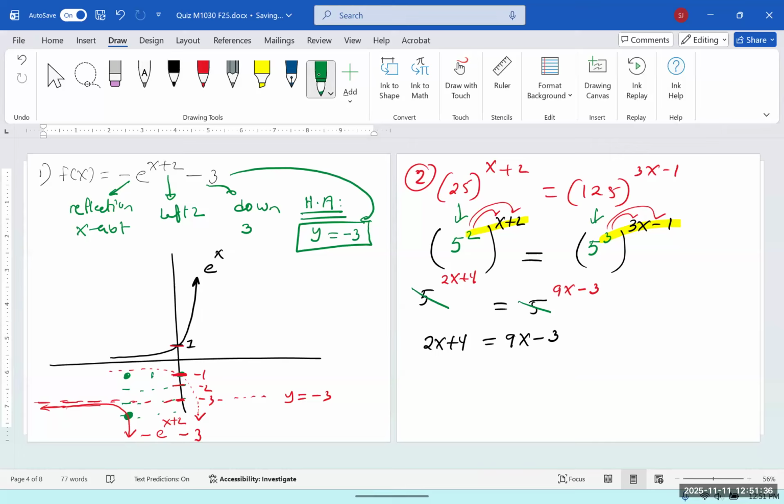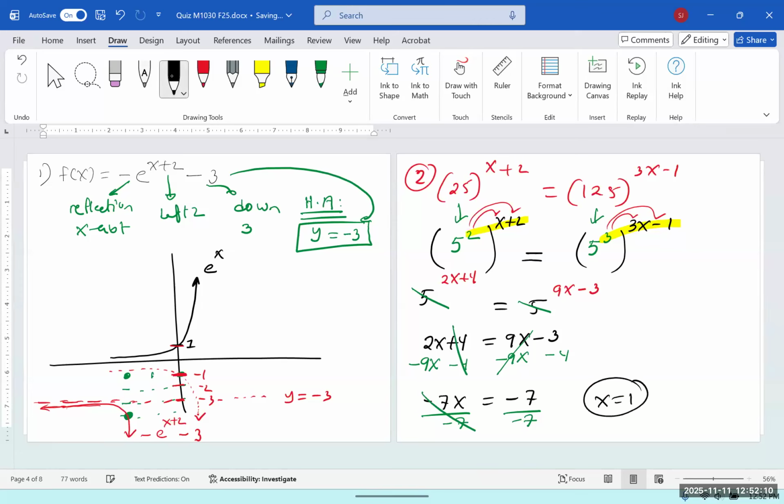How do you solve? Okay, we can do minus 9x or minus 2x. Personally, I like to keep my bigger one. But since you started with 9x, no problem. I already wrote it. Negative 7x equals negative 7, divided by negative 7, x equals 1.